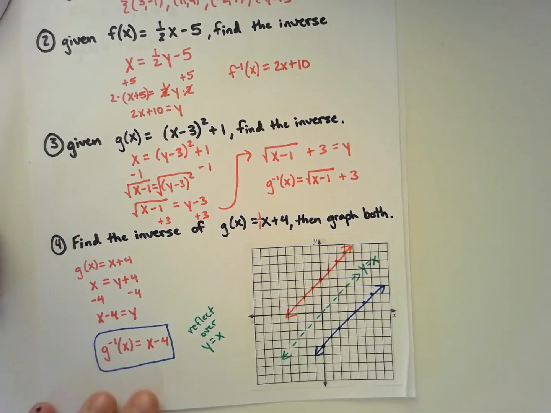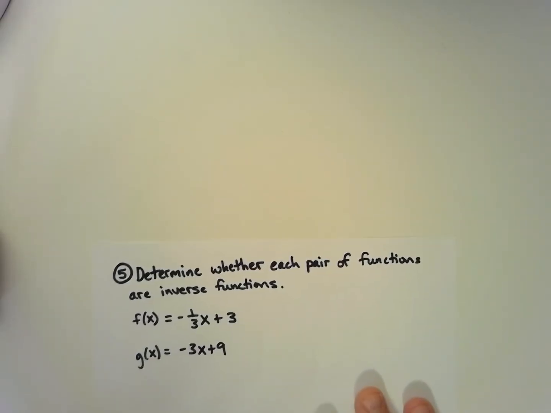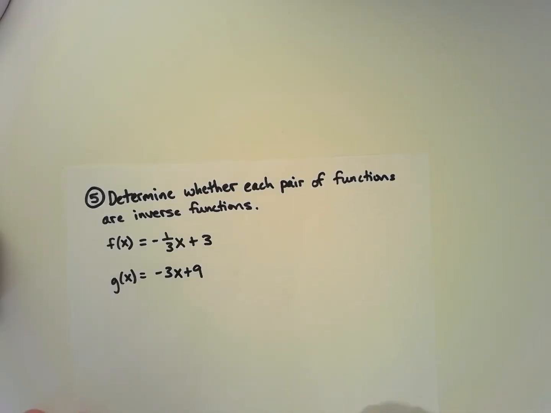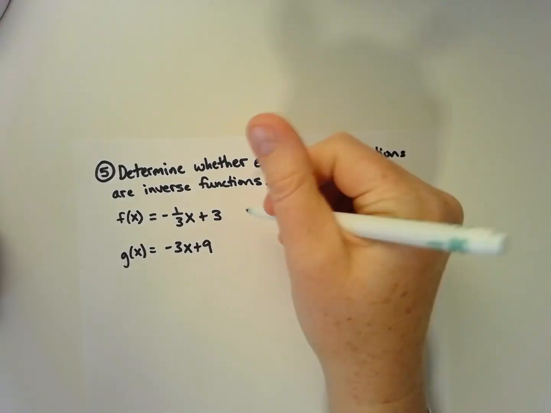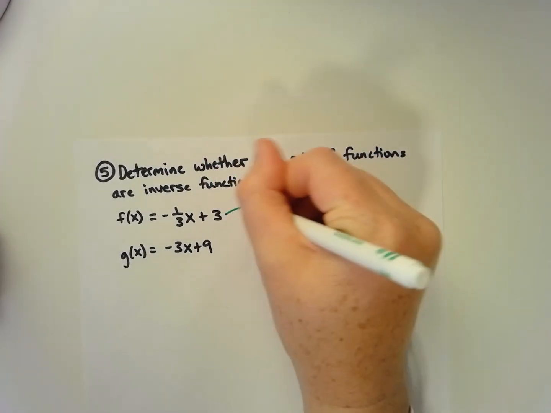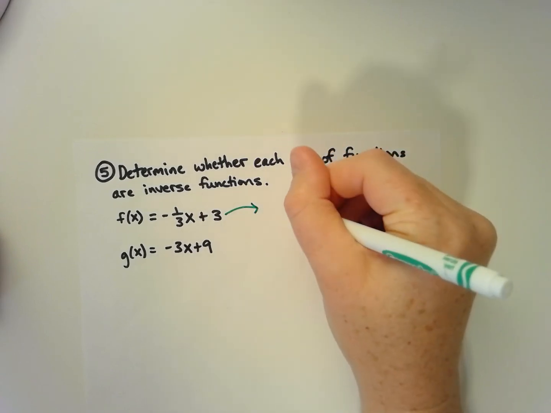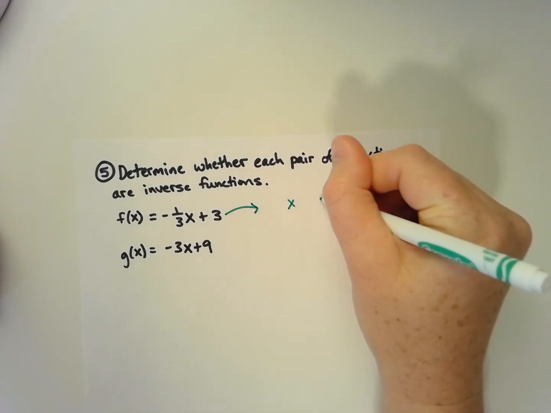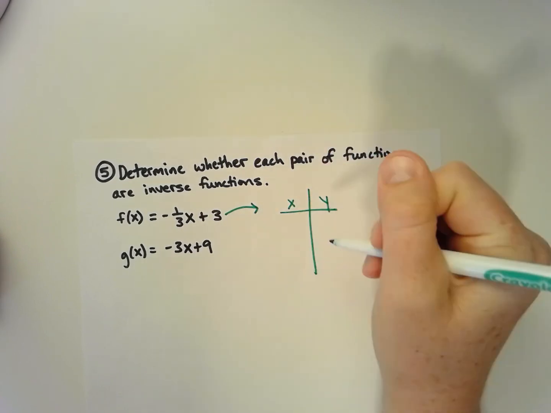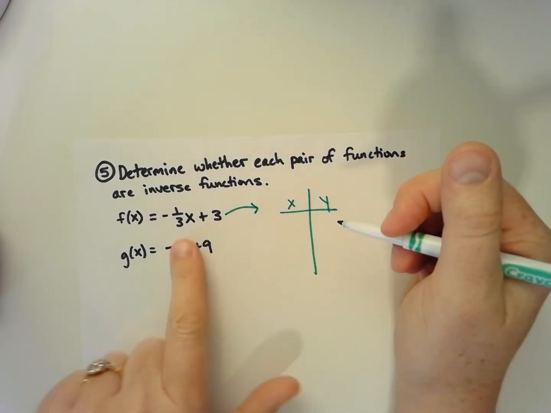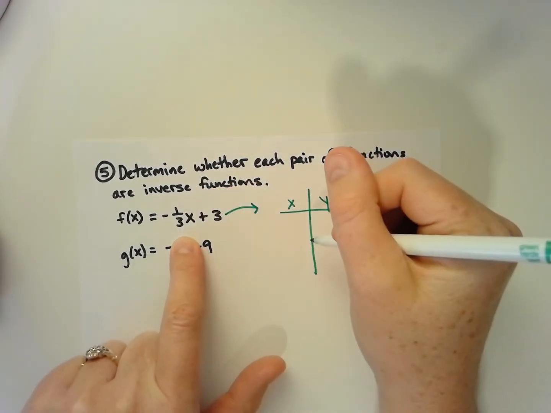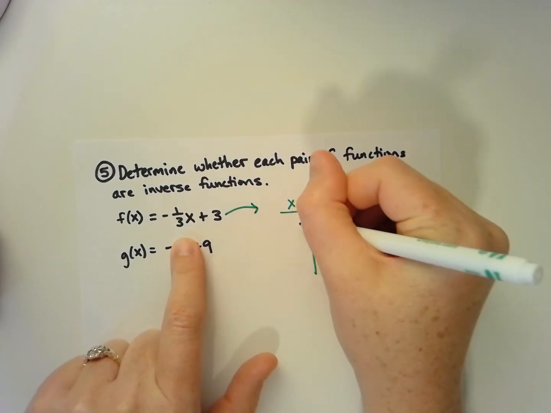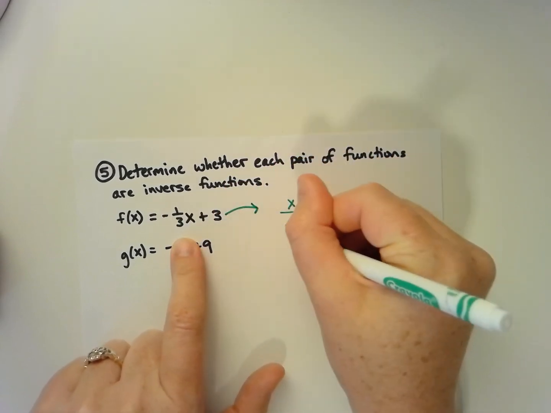All right, let's look at one more example. What if we're asked to determine whether each pair of functions are inverse functions? We're just going to use tables of values to check. So for this first function, f of x, let's check a table of values. Let's pick some values of x that would be easy to plug in here. So knowing that is a fraction, I'm going to try to help that to go away. So let's make x equal to negative 3, 0, and 3 to make these numbers easy.